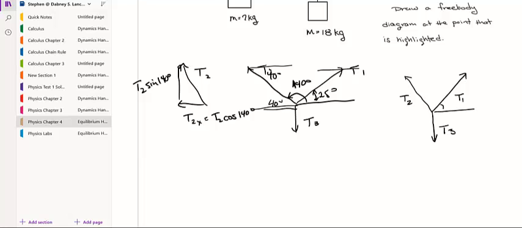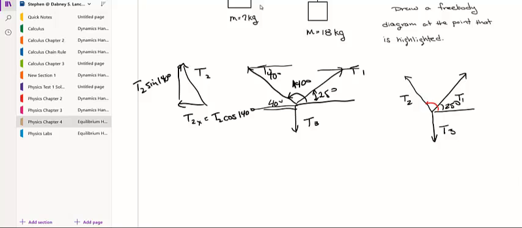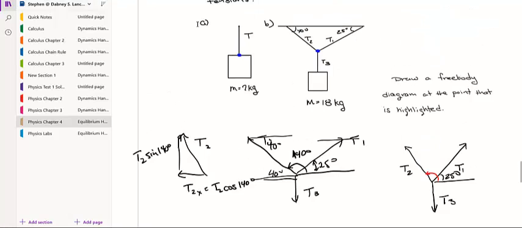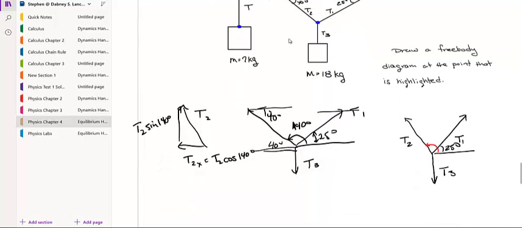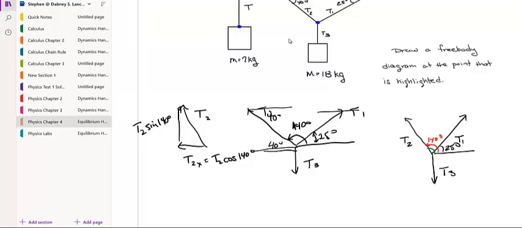And we said we had angles of 25 degrees. And then we had the next angle, which goes from the positive x-axis to T2, and that was 180 minus 40, which was 140. And then we had the third angle, which goes from the positive x-axis all the way around to here, and that's 270 degrees.